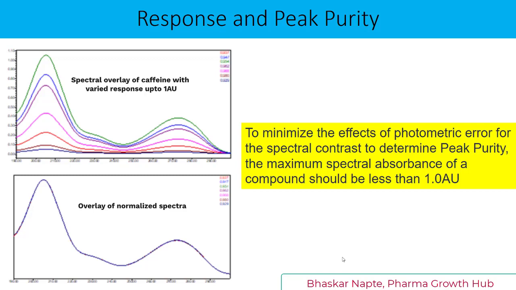Okay, so I hope now you understand what the three critical parameters of the peak purity measurement are, how the peak purity measurement takes place, and what the role of peak purity is in your analysis.